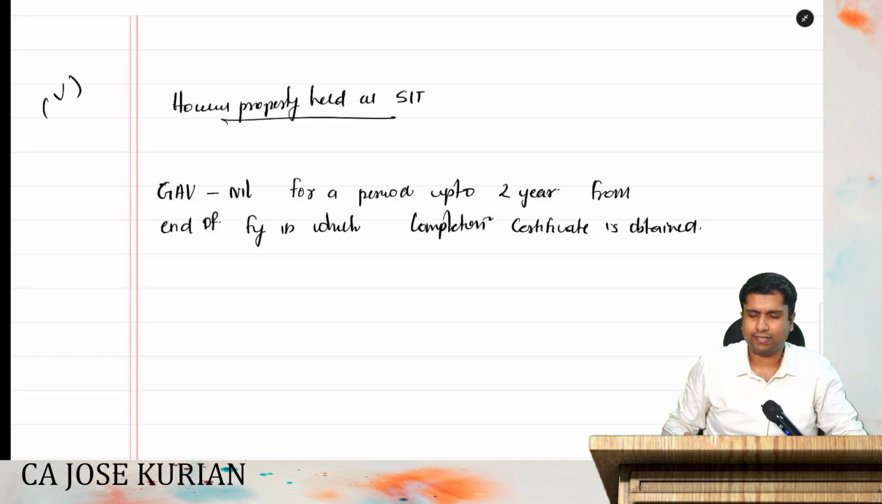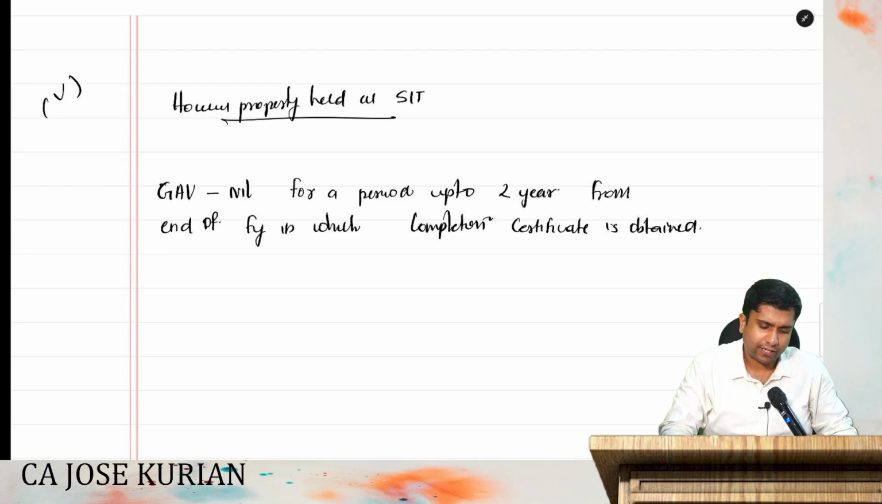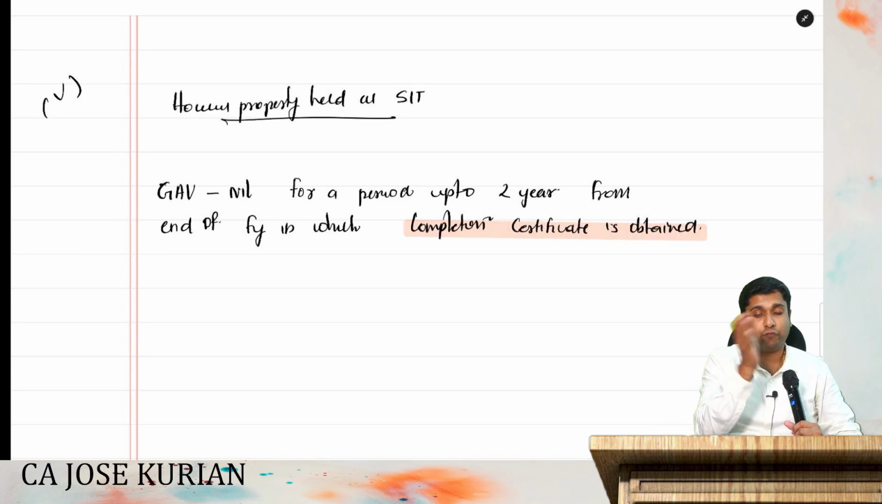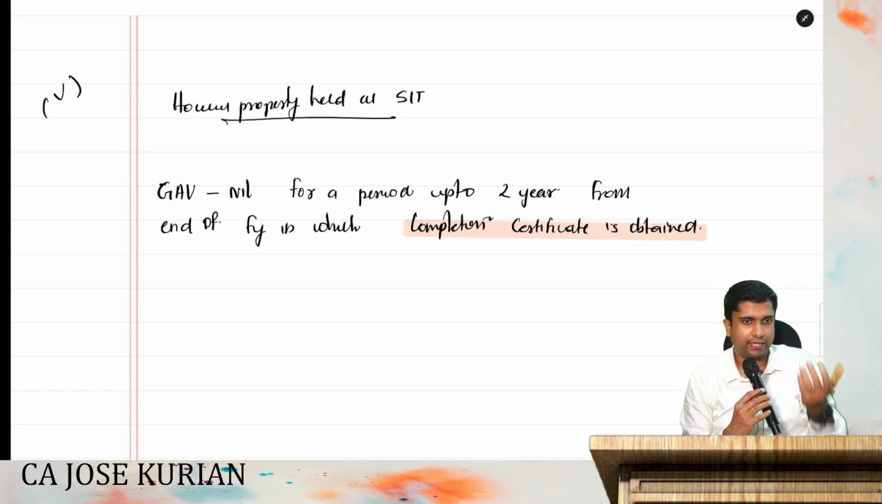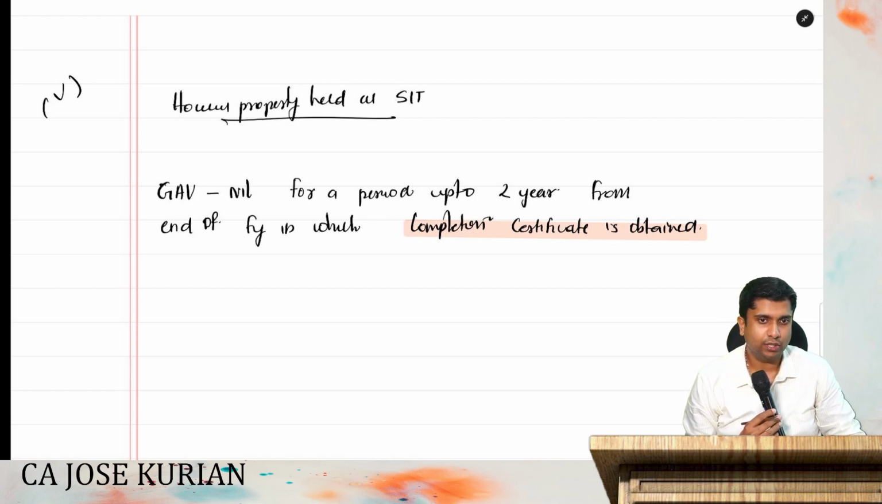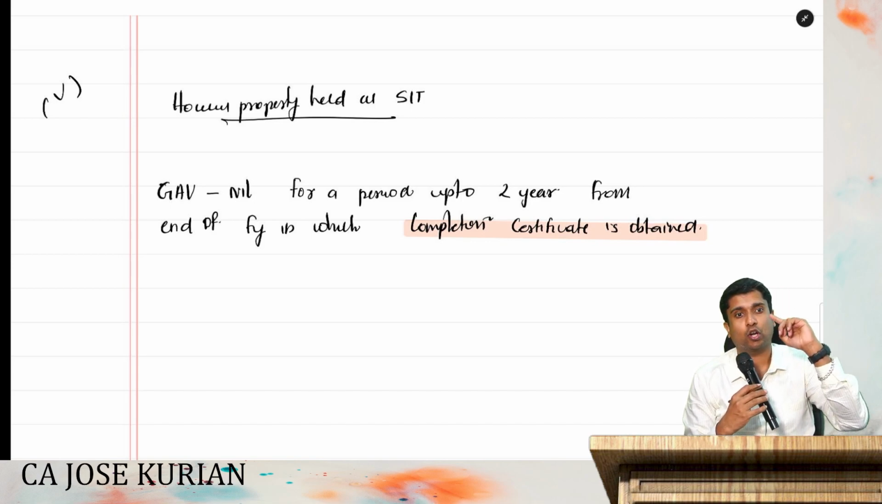So what do you mean by this? What do you mean by completion certificate, friends? Say before constructing a particular property or any building in India, the first process is to take an approval from the concerned local authority. You need to take a building permit. It is called a building permit. You need to apply to your local authority.